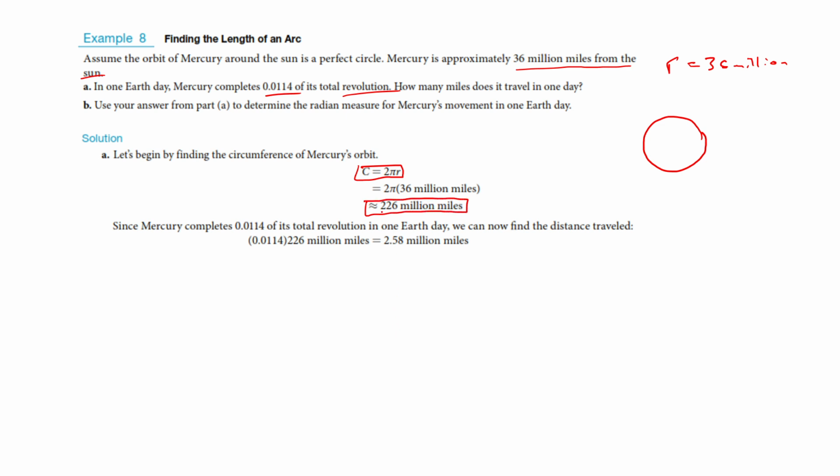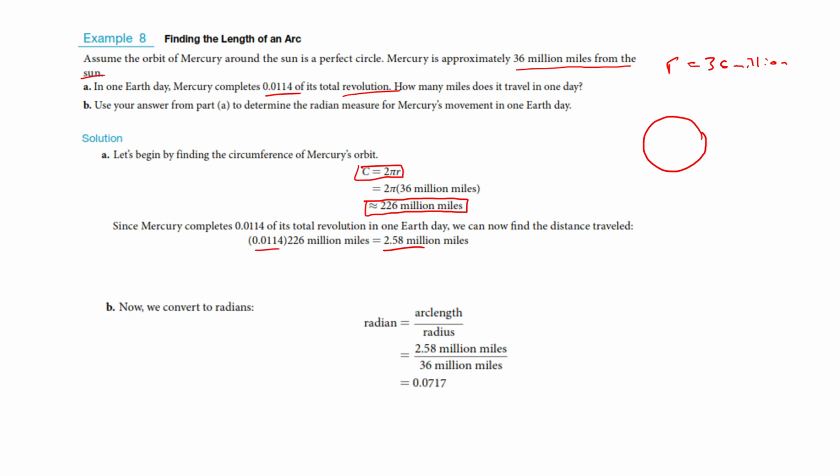Now, we know that Mercury has completed a fraction of this revolution in 1 day. Let's multiply that 226 by the fraction that it's completed, the 0.0114. And we get 2.58 million miles. That's our answer to part A here.